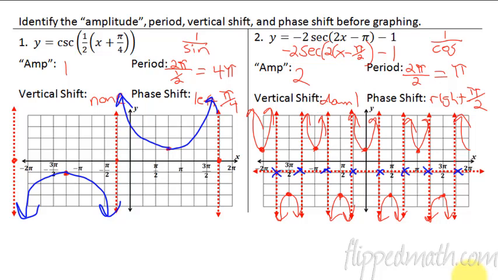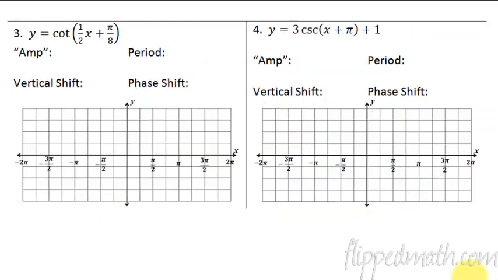Okay, hopefully you're okay with that one. It's kind of difficult because we are throwing everything at you that we learned in the last 2 lessons, and on top of that, doing the reciprocal graphs. So we're having to shift it up, down, left, right, phase shifts, all that stuff going on all at once. All right, let's try number 3 with the cotangent graph.